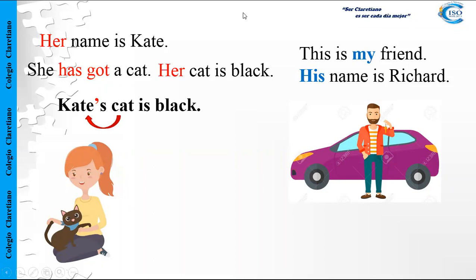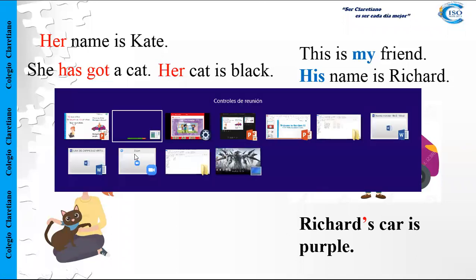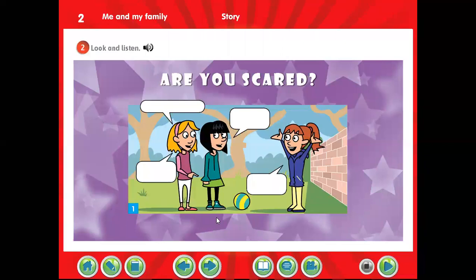In the story, we are going to use this possessive. Kate's cat is black. Richard's car is purple. Remember, in Spanish it is el gato de Kate, el carro de Richard. This is possessive. Now in the story, we are going to practice this possessive. Now, let's watch the story to get some information.